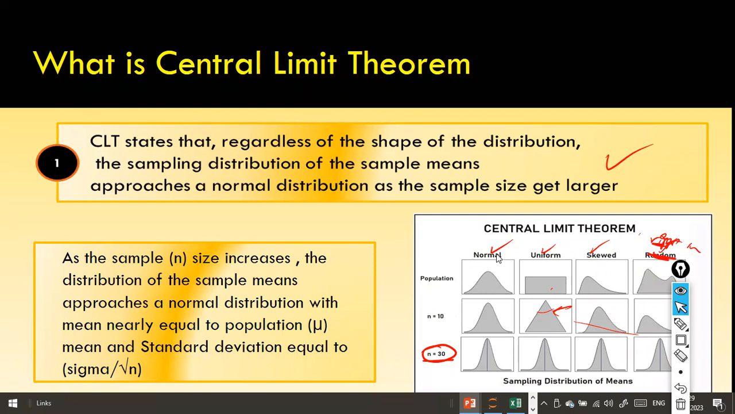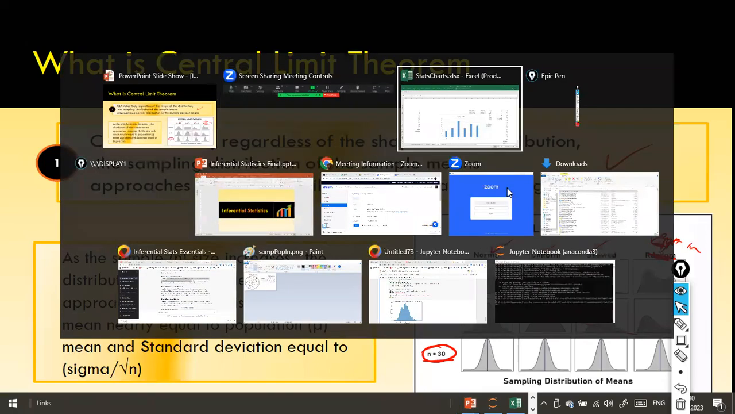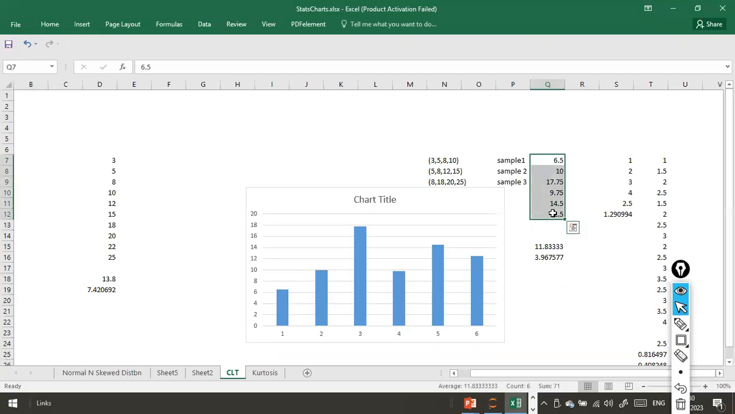Irrespective of the population distribution, if the sample size becomes 30, it will become normally distributed. That is property 1. And property 2 is that the sampling distribution of sample means approaches a normal distribution as the sample size gets larger. That is what this example tells you.